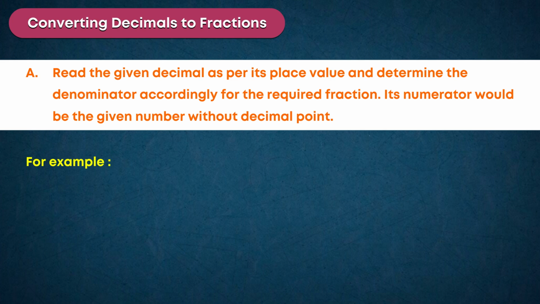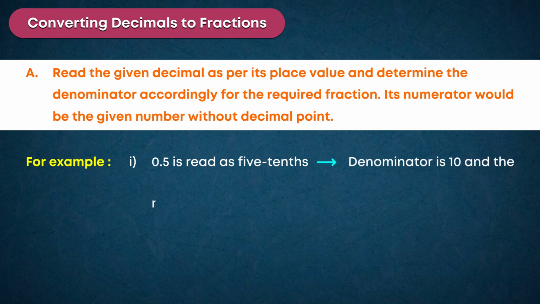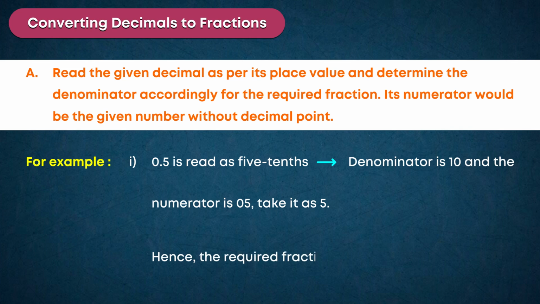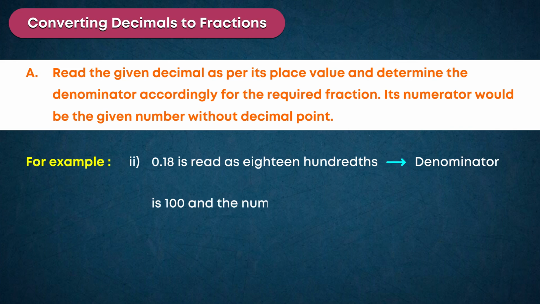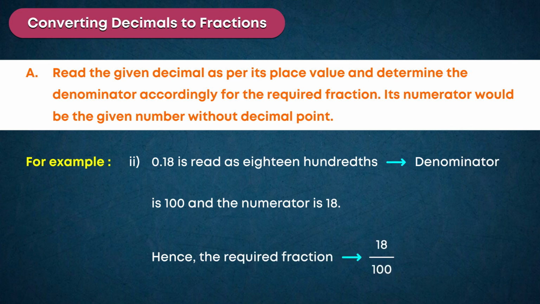For example, 1. 0.5 is read as 5 tenths. Denominator is 10 and the numerator is 0.5, take it as 5. Hence, the required fraction is equal to 5 by 10. 2. 0.18 is read as 18 hundredths. Denominator is 100 and the numerator is 18. Hence, the required fraction 18 by 100.